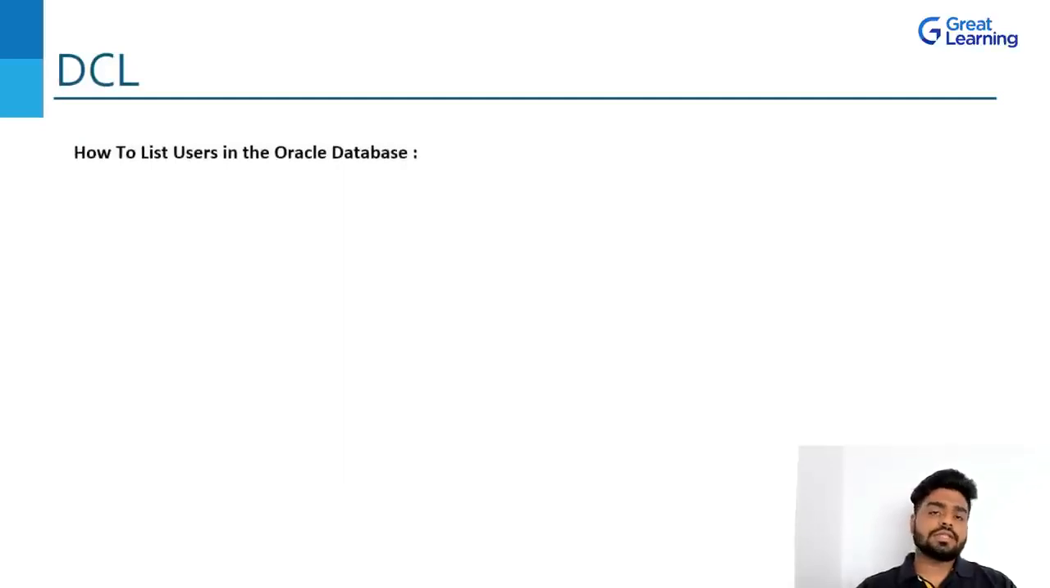How to list users in the Oracle database? What all users you have created? How can you see all those users?